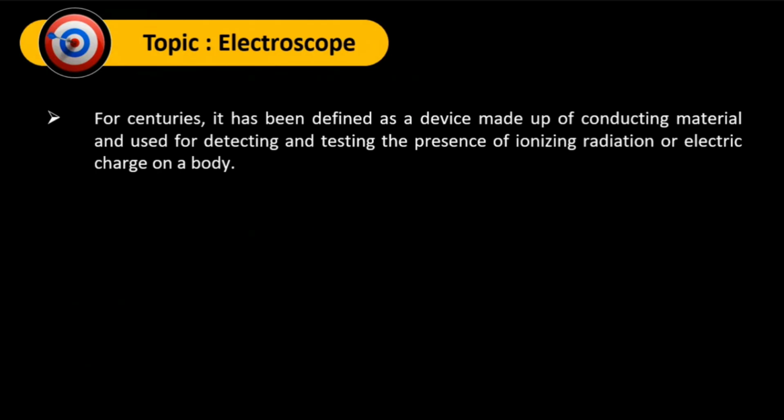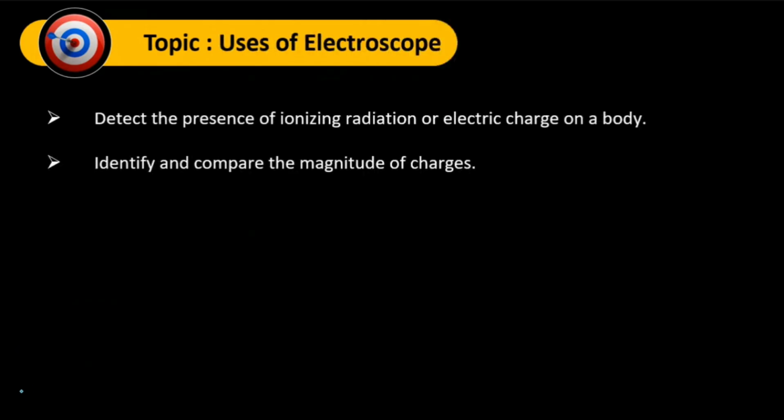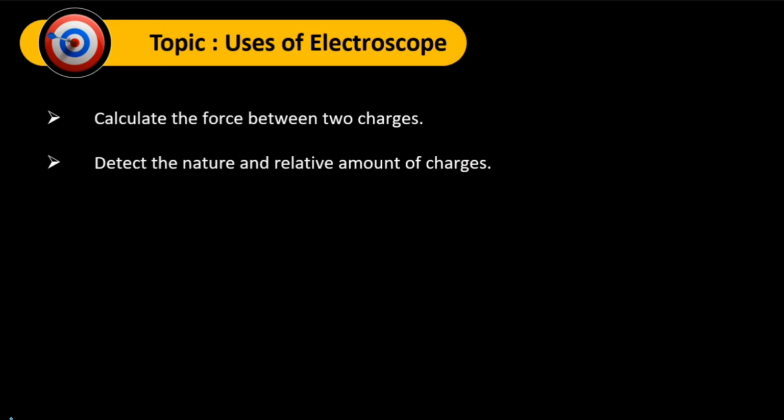For centuries it has been defined as a device made up of conducting material and used for detecting and testing the presence of ionizing radiation or electric charge in a body. It was believed for hundreds of years that it is just here to detect the presence of charge on a charged body, although it works like that only. Also, it helps us to identify and compare the magnitude of charge, like what amount of charge is there. Similarly, it also helps us to calculate the force between two charges. It also detects the relative amount of charge on the metal surface. So these are some uses of the electroscope.